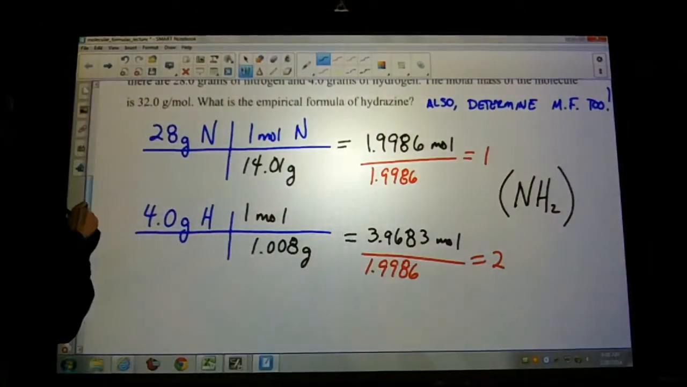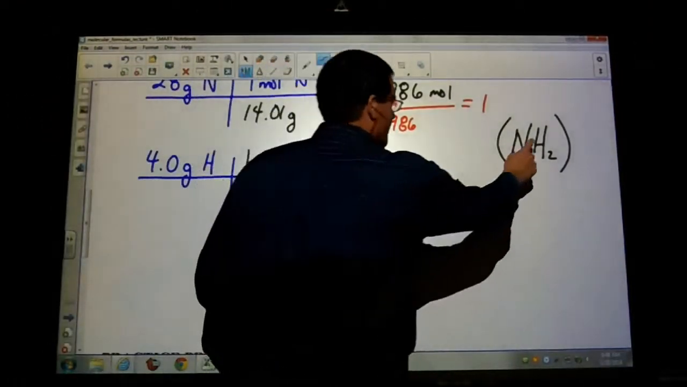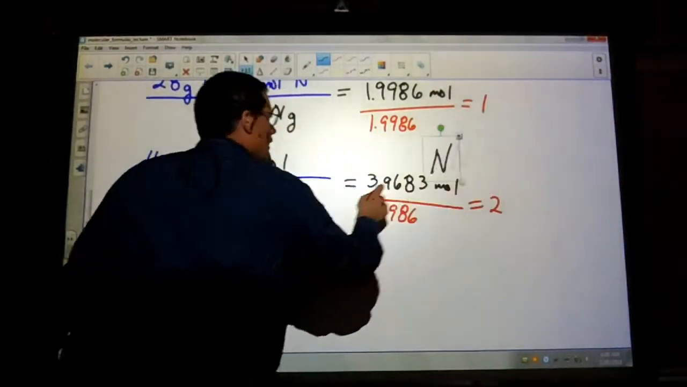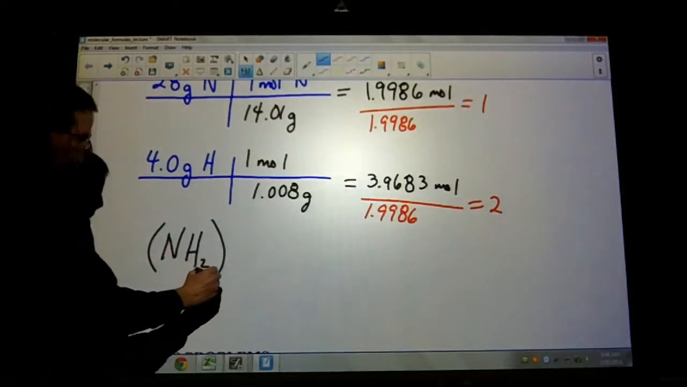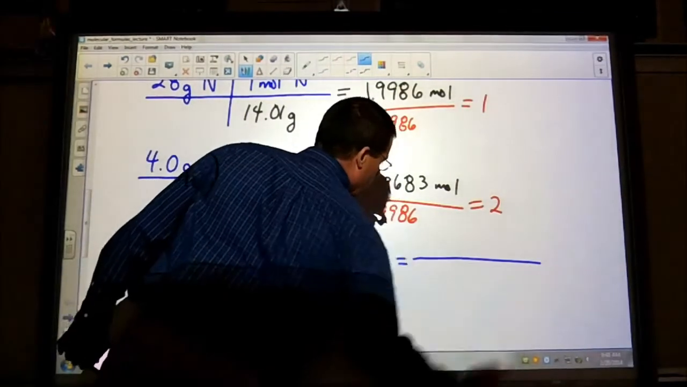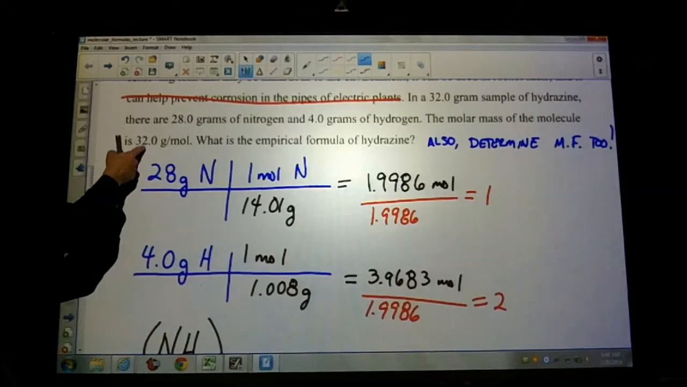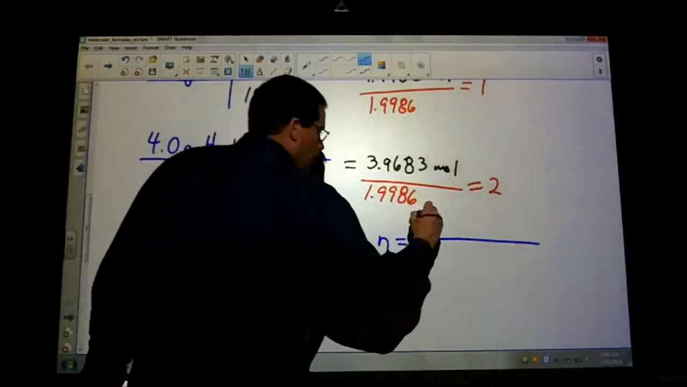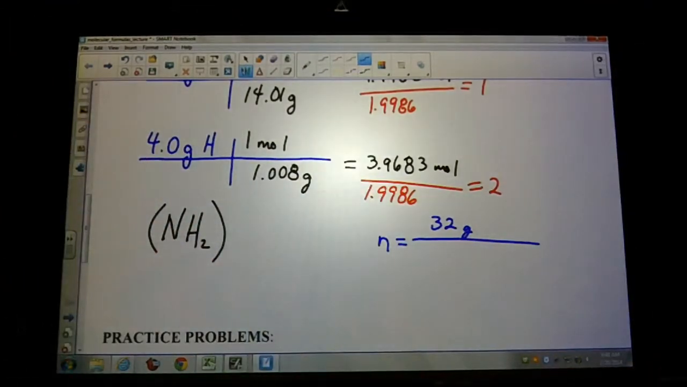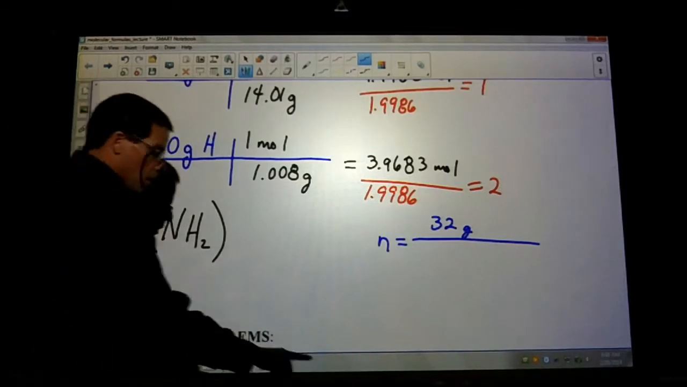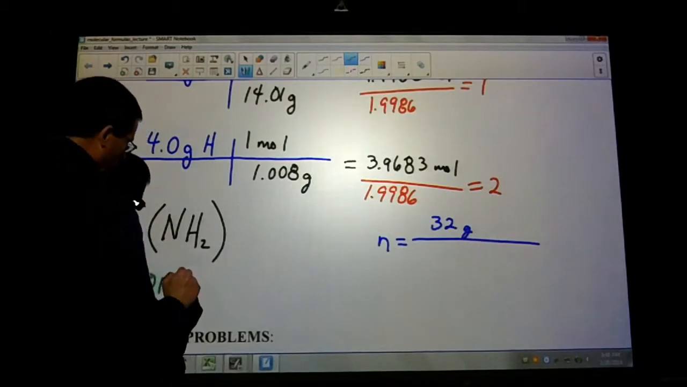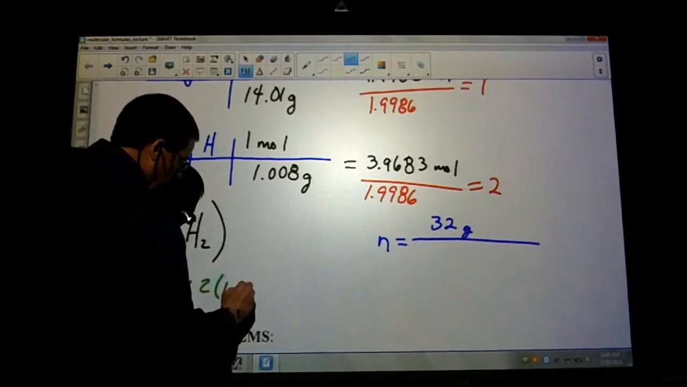So now to find the molecular formula, bring her on down. Okay, come here, N. Okay, so we're going to find out what our multiplier is here. So N is equal to, do we know the molar mass for hydrazine? Yeah, 32 grams per mole. So we'll put that in there. And do we know the molar mass for the empirical formula? Yeah, we can find it. We need to find it. Very good. So there's 1 nitrogen and 2 hydrogen.